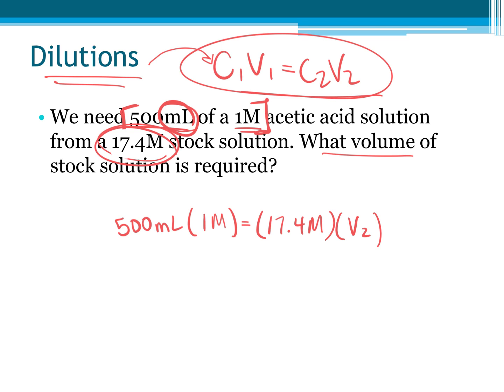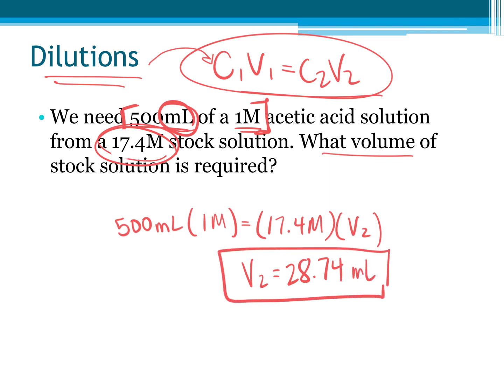Okay, so let's just go ahead and run the math. 500 times 1, which, why did I even plug that into my calculator? Okay, divided by 17.4. I get V2 to equal 28.74 milliliters. So I only need, if I'm making 500 milliliters of my new solution, only 28 of those milliliters is acetic acid, and the rest of it is water. And so now I've got this much more watered down version of acetic acid that I can work with.